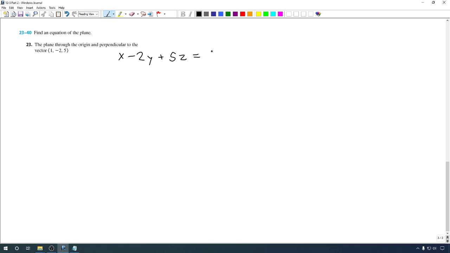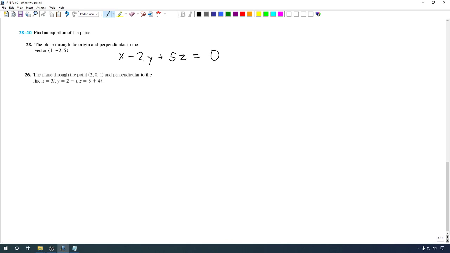The number that we get over here, we can just get by plugging in the point. If we plug in the origin, 0, 0, 0, what you're going to get out is 0. And that's all we have to do. When we have a normal vector, we can plug in the point, and out pops our equation.